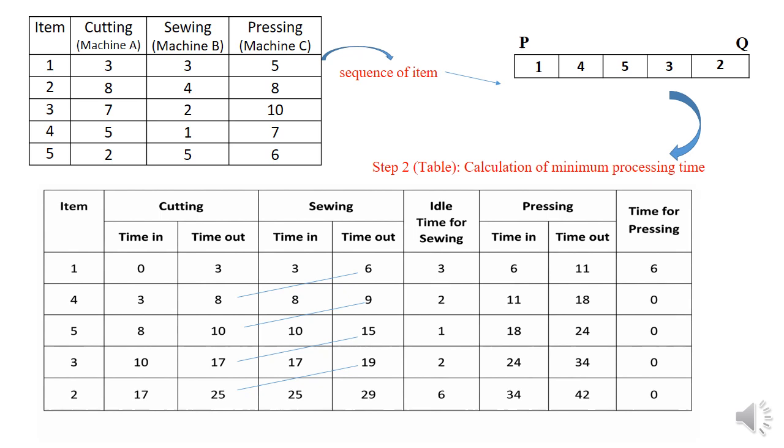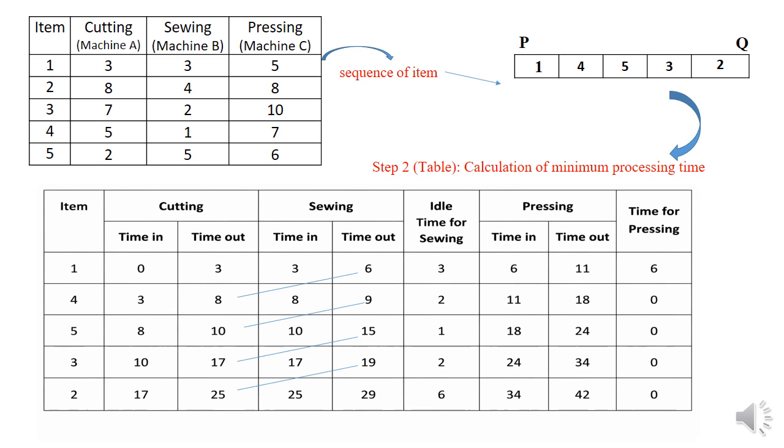Now we'll go for the calculation of minimum processing time, that means step 2, on the basis of our sequence of items. At first we can put the sequence of items in the first column, and then the idle time, that means waiting time or time without work. This idle time must be calculated from the second machine or sewing machine. The first machine has no idle time. And the item sequence given here is 1 4 5 3 2.